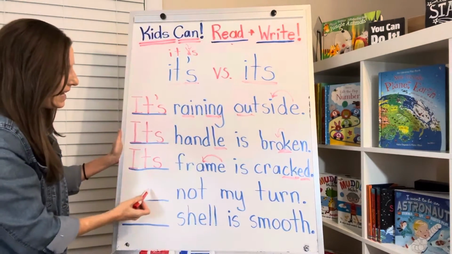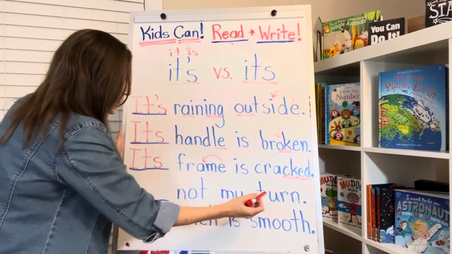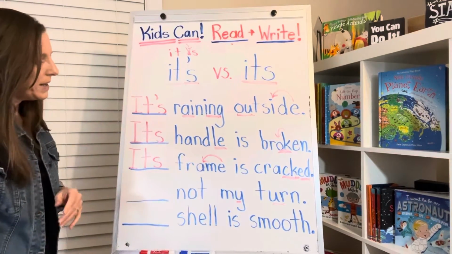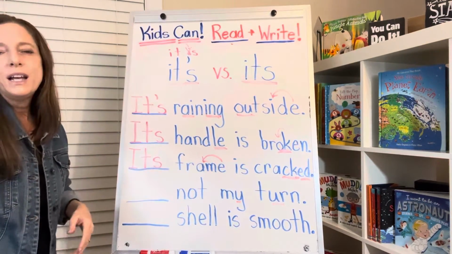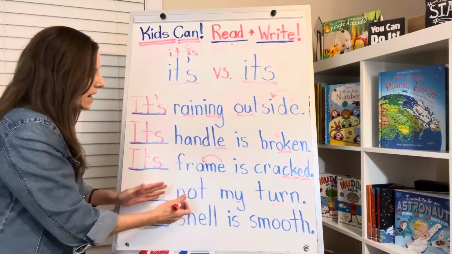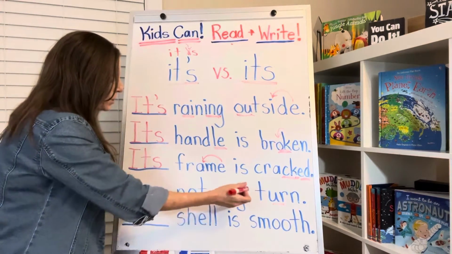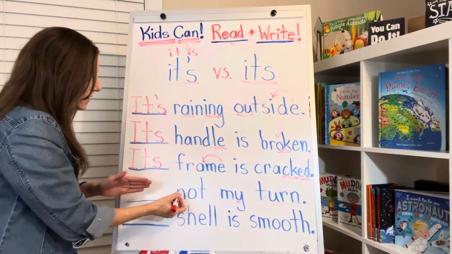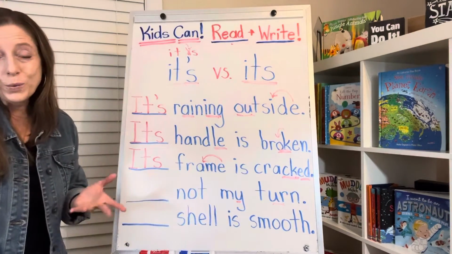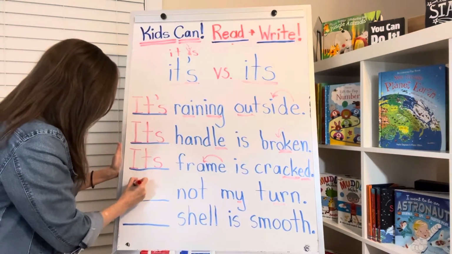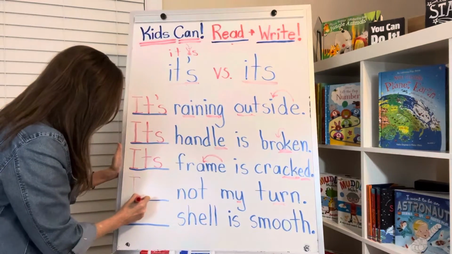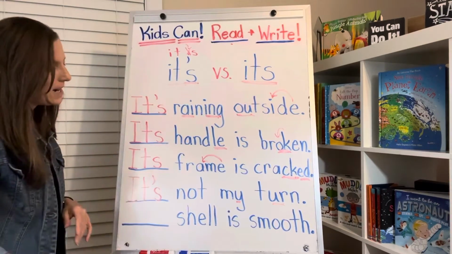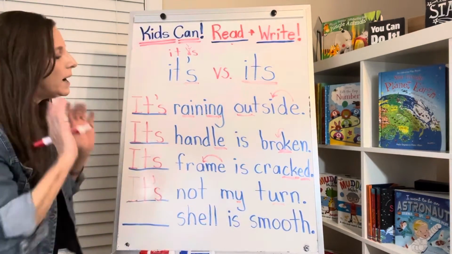So let's see. It's not my turn. Here's a trick here, here's a trick here. Which it's would we want there? It's not my turn. Do we want to say it is not my turn? It is not my turn. Or do we want just something belonging to it? It's not my turn. Which one? With the apostrophe, good job. Meaning it is not my turn. It could also mean it was, depending how you use it.